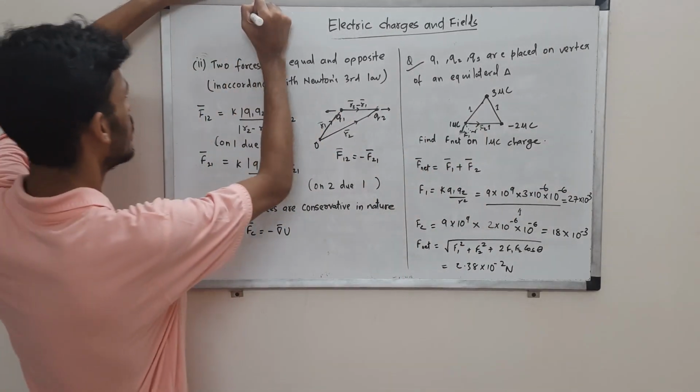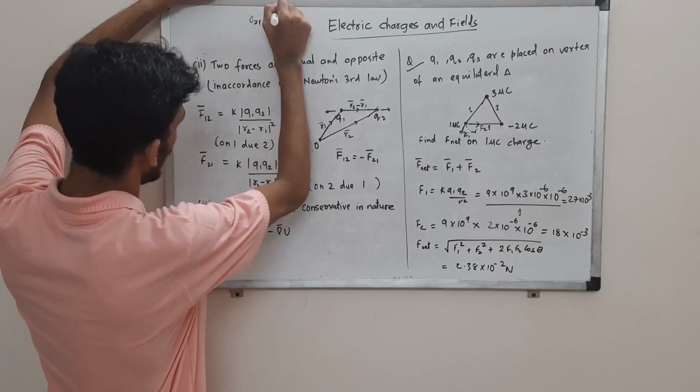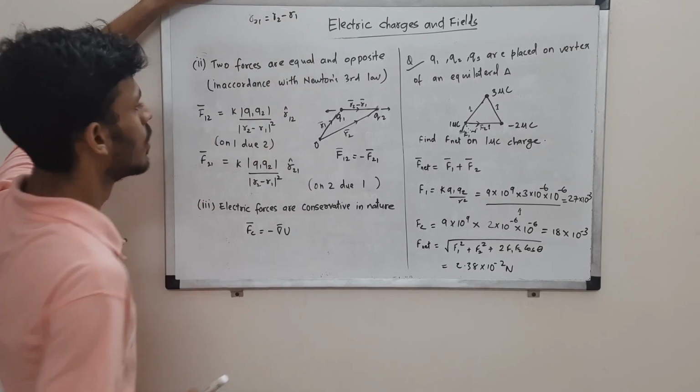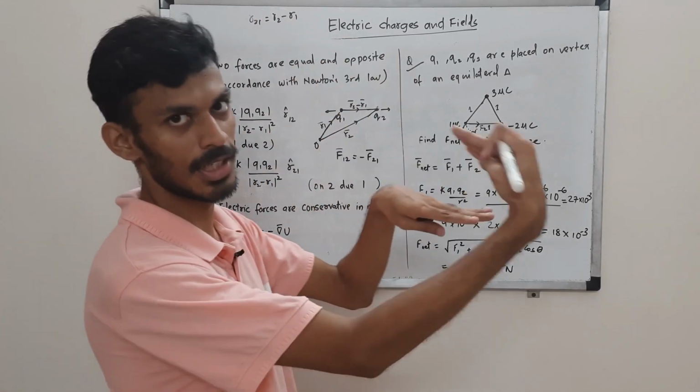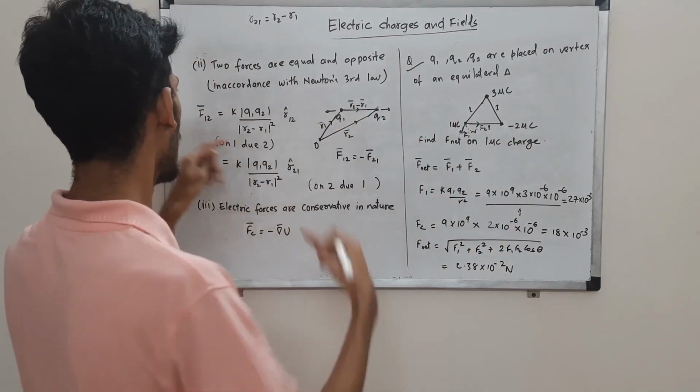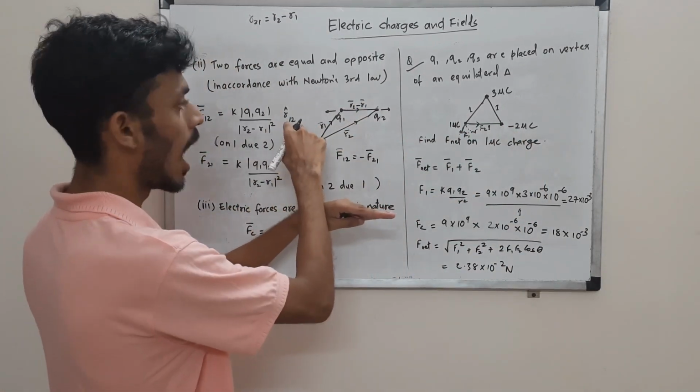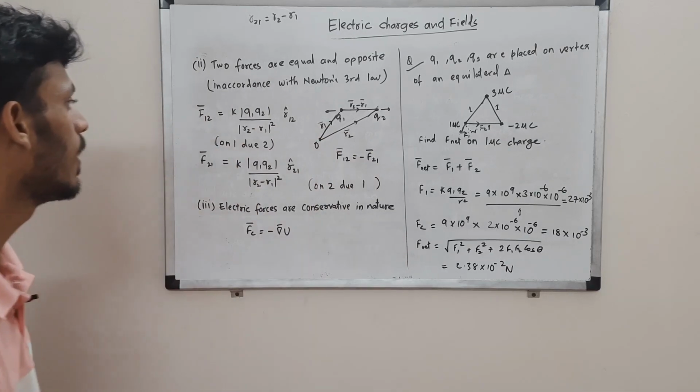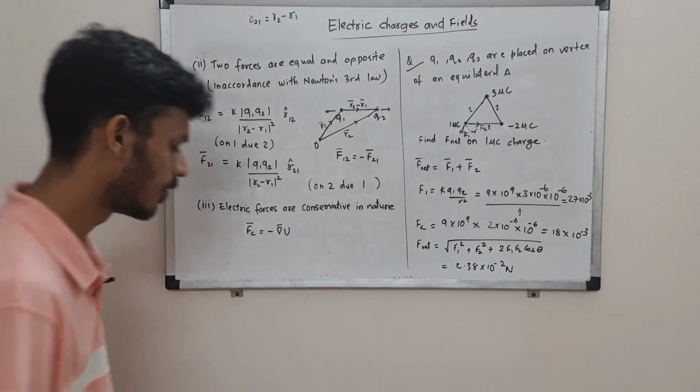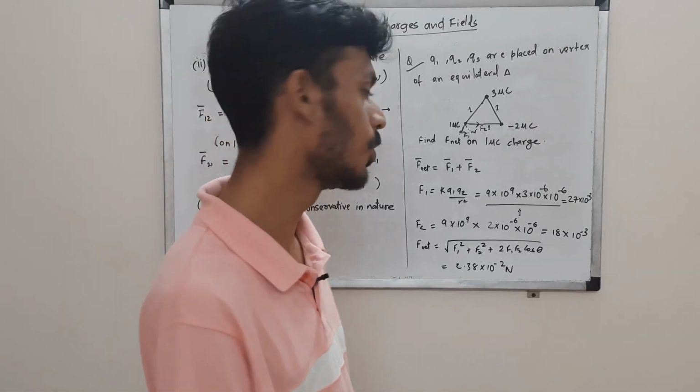So basically r21 means r2 minus r1, right? So r12 is r1 minus r2, which is opposite of that. Okay, so F12 is along r12, this direction. Now similarly, let us find out the force on the second one due to the first one.